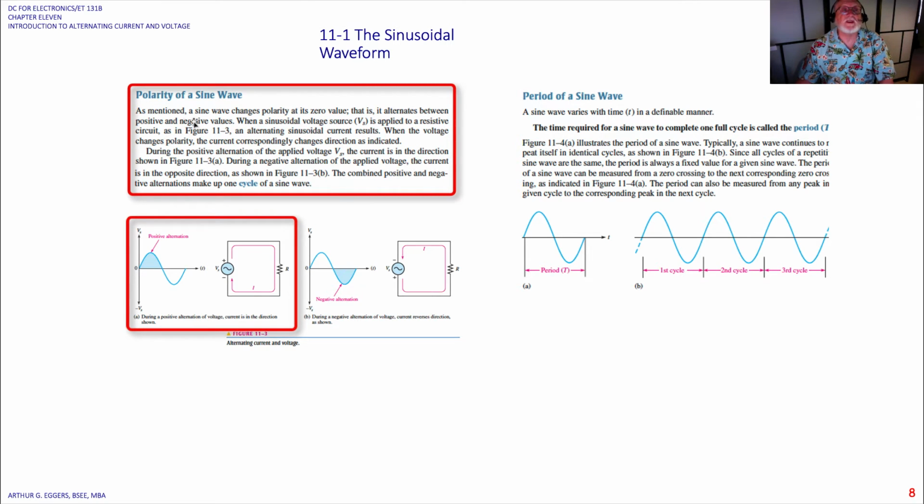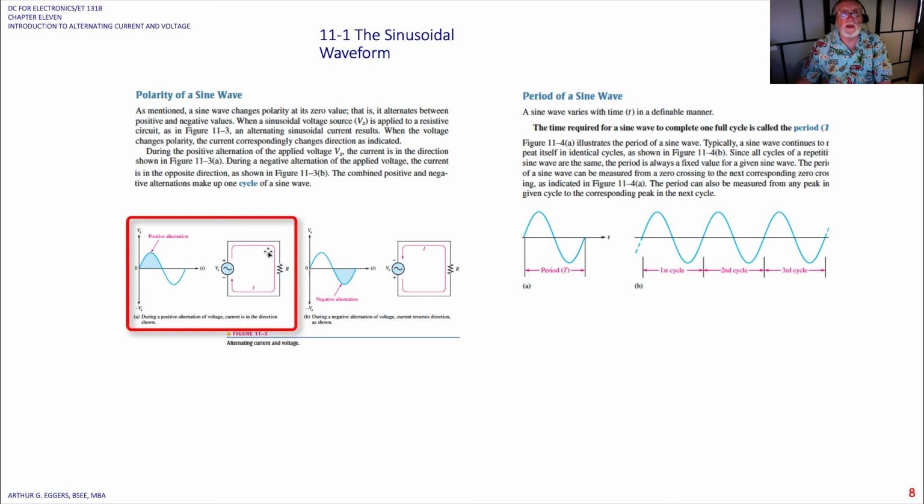As mentioned, the sine wave changes polarity at its 0 value. That is, it alternates between positive and negative values. When a sinusoidal voltage source V sub S is applied to a resistive circuit, as in the figure below, an alternating sinusoid current results. When the voltage changes polarity, the current correspondingly changes direction, as indicated. So you can see here we've got a simple circuit with a load with a resistor on it. We apply a sinusoidal voltage to it.